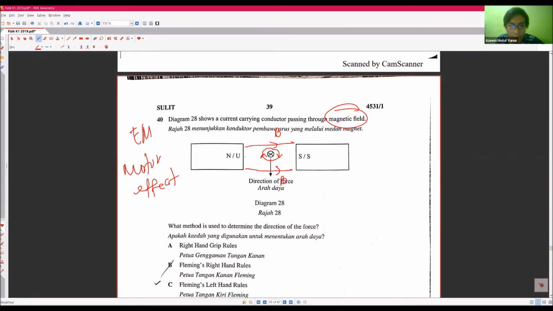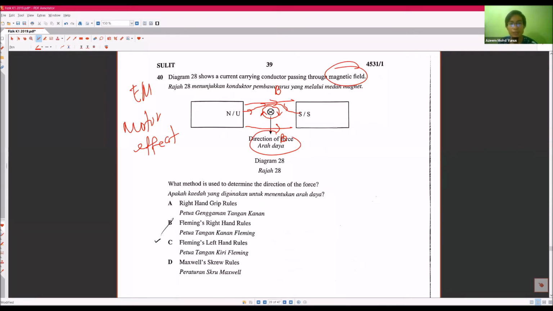So if we follow from north to south, you can see that the direction of force is downwards because the catapult field pushes the conductor downwards. It has a stronger magnetic field at the top than the bottom here. What method is used to determine the direction of the force? So we are in motor effect, kiri, so left.